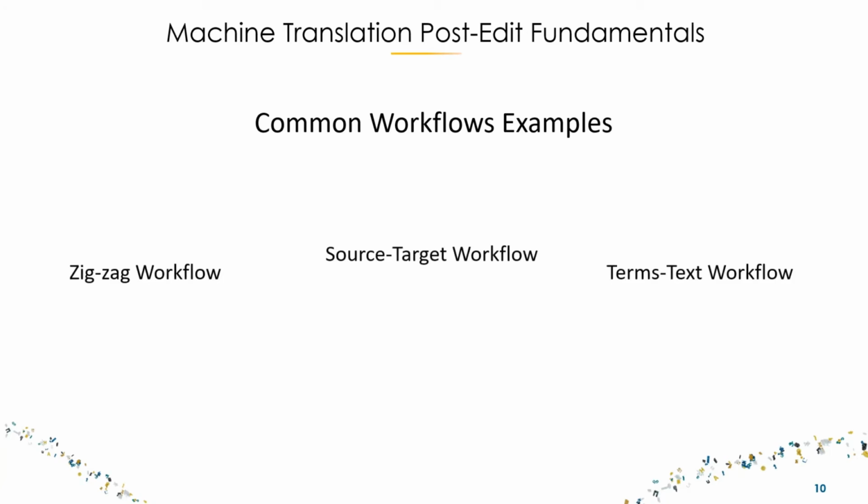In order for you to work well, we have a couple of workflow examples for you, which might help you to post-edit successfully. There are 3 of them, the zigzag workflow, the source target workflow, and the terms text workflow. All workflows begin with reading the HO email instructions, the guideline, and the style guide, along with any task-specific references. After you familiarized yourself with all the support material, you can use one of the following workflows or even a combination of them.